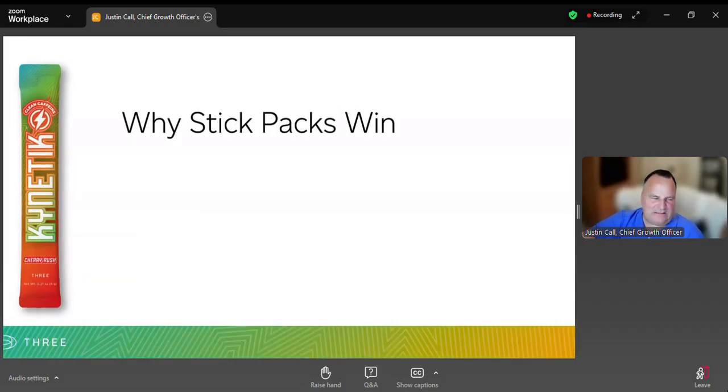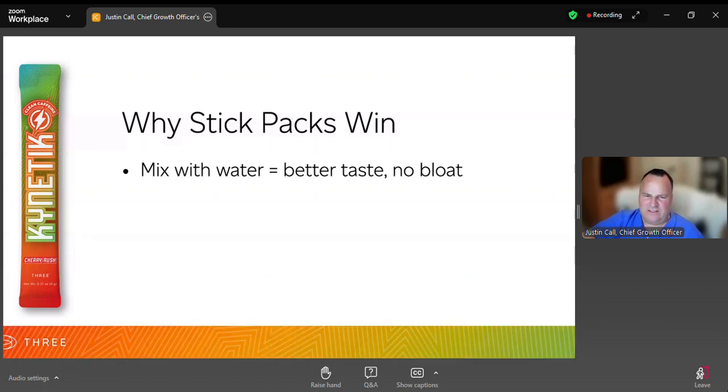The other part about this is why stick packs win. So some people are like, oh, just like popping open a can. I get it. But stick packs win because first, you just mix it with water. It's not sitting on a shelf or in a warehouse for 6 months or 12 months. It's fresh. You mix it with water, better taste, no bloat, and it just is a better experience overall.